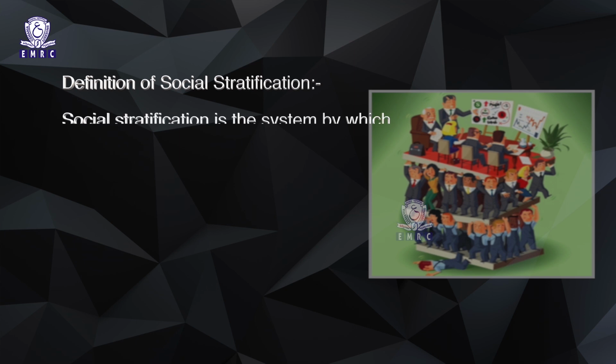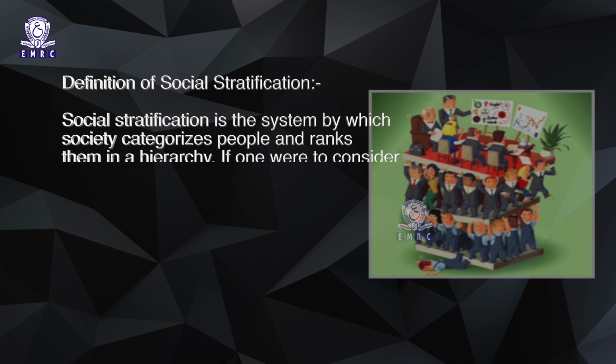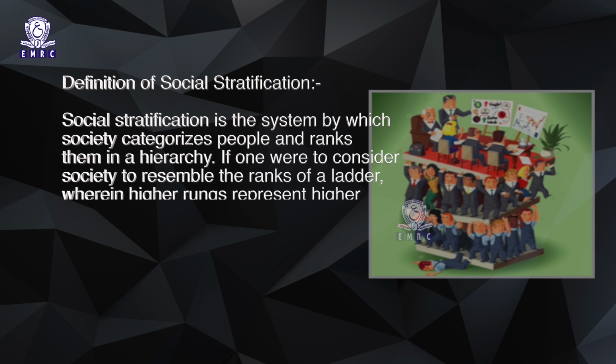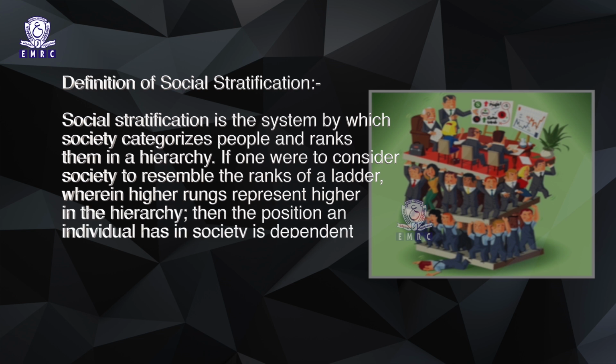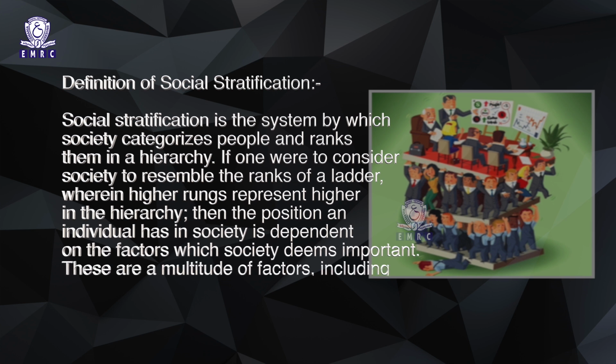What is the definition of social stratification? Social stratification is a system by which society categorizes people and ranks them in a hierarchy. If one were to consider a society to resemble the rungs of a ladder, wherein high rungs represent higher in the hierarchy, then the position an individual has in society is dependent on the factors which society deems important. These are a multitude of factors including race, gender, wealth, education, caste, etc. Those individuals whose factors align with what society deems important, that is resources, fall at the top of the social hierarchy. Social stratification is a notable trait of society which allows us to understand the hierarchical nature of society and how inequalities are passed down from one generation to the next.